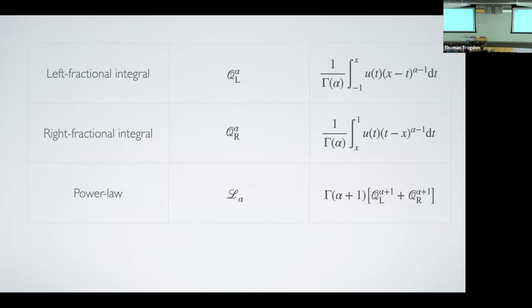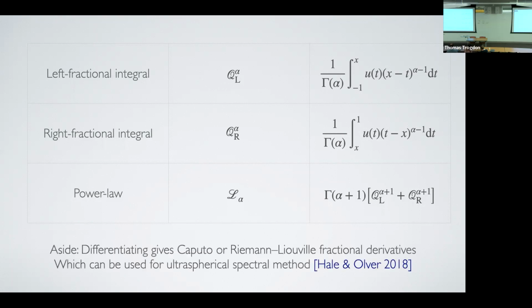But there are known relationships for left-sided and right-sided fractional integrals. So let's replace the power law kernel by a sum of a left and a right fractional integral. Okay, and hopefully by decomposing in this way, we will simplify the problem. Okay, so now the question becomes, what do these do when we apply them to orthogonal polynomials?